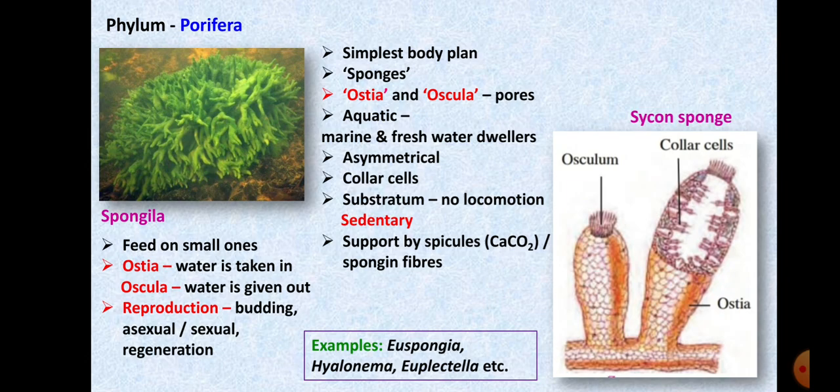Good. Now what is the reproduction type? Reproduction can be asexual, it can be sexual. They have the capability of reproducing sexually and also asexually by budding. Okay, and one more feature of these organisms in the phylum Porifera is regeneration. They have the capability to regenerate.